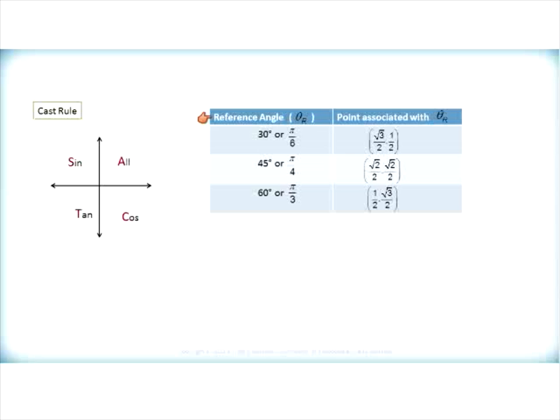Another thing that's critically important that you need to remember is the reference angle and the point associated with each reference angle. So if you have a reference angle of 30 degrees or pi over 6, then we know the point associated with that is root 3 over 2 and 1/2. A reference angle of 45 degrees or pi over 4 has the point root 2 over 2 and root 2 over 2. And finally, a reference angle of 60 degrees or pi over 3 has the point 1/2 and root 3 over 2. Note again that for the 30 degree angle and the 60 degree angle, the coordinates are switched.